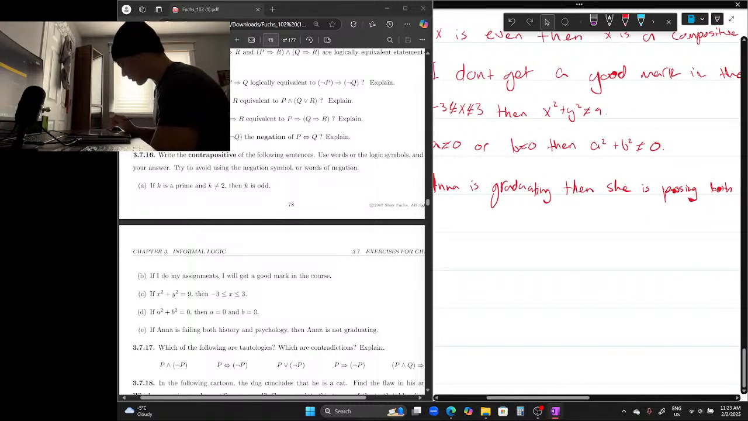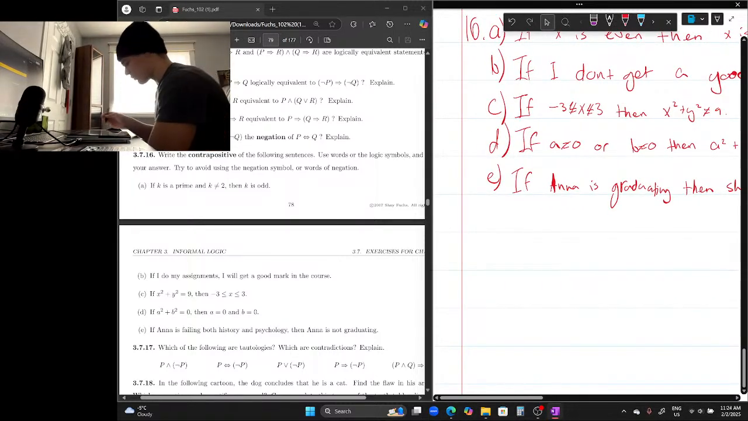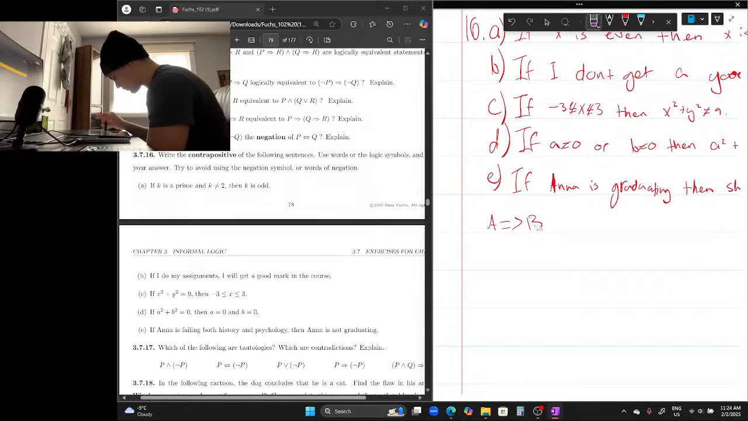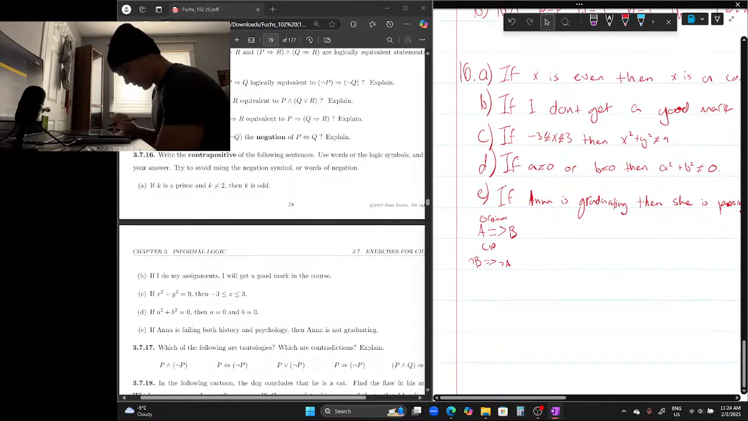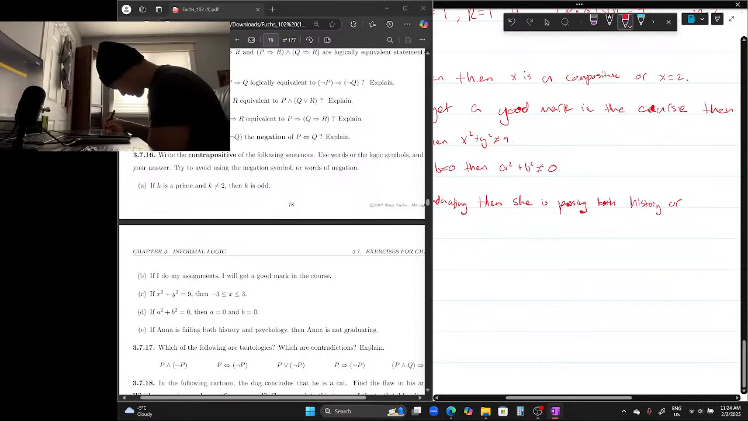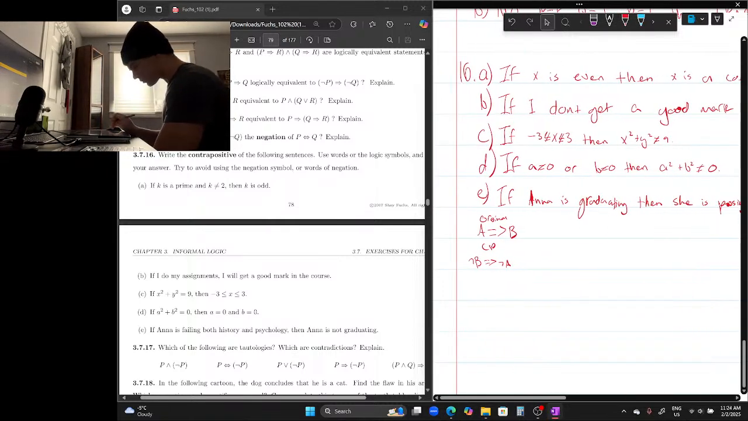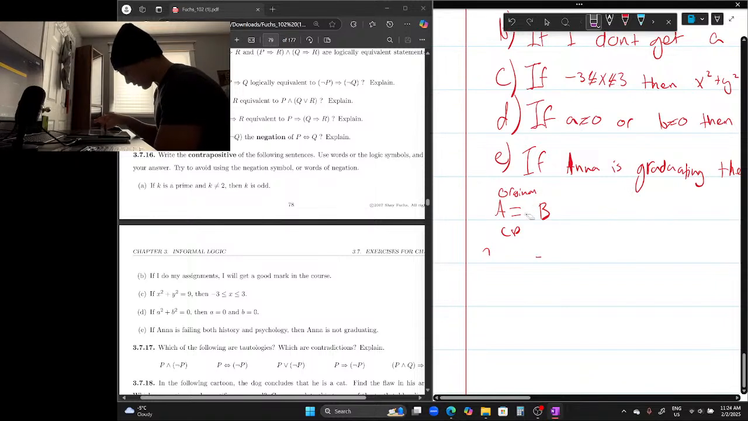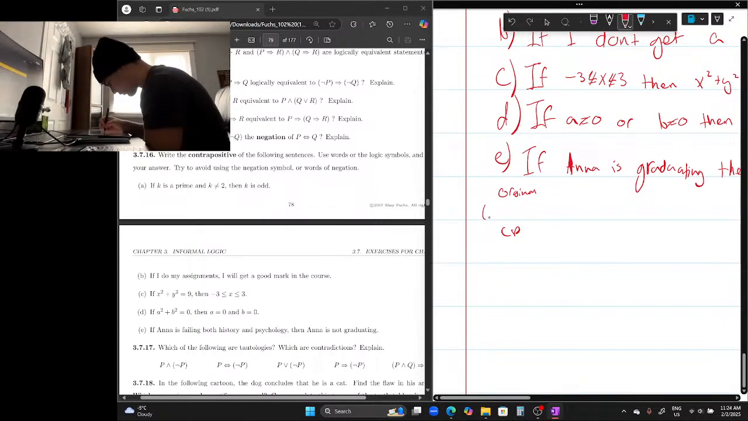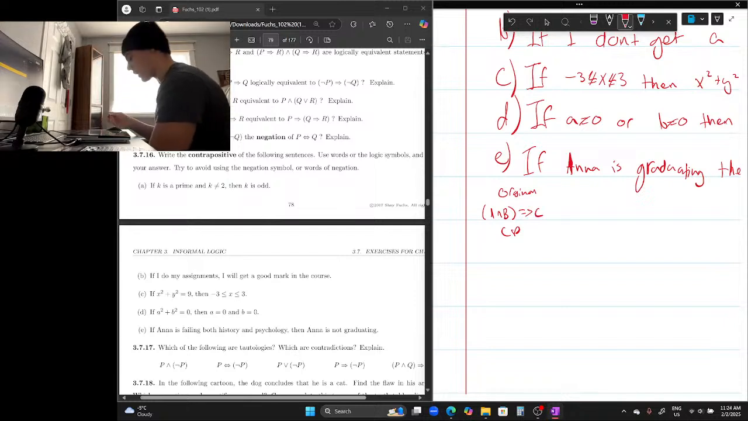If anyone wants to know what a contrapositive is again, just a refresher: if you have a statement A implies B, the contrapositive of this, CP for short, is not B implies not A. So in this case, statement E, Anna is graduating, would be like A and B implies C, where A is Anna's failing history and B is Anna's failing psychology.